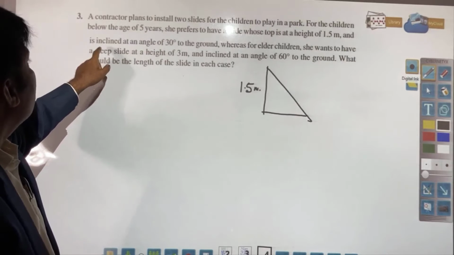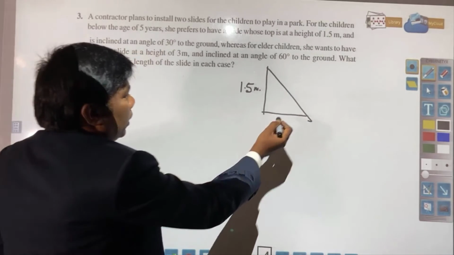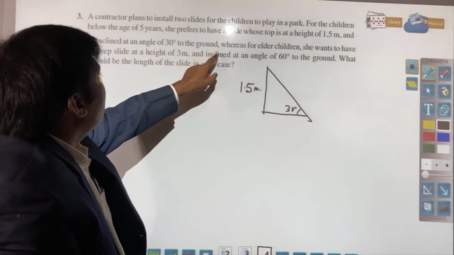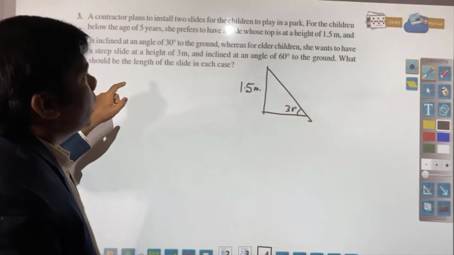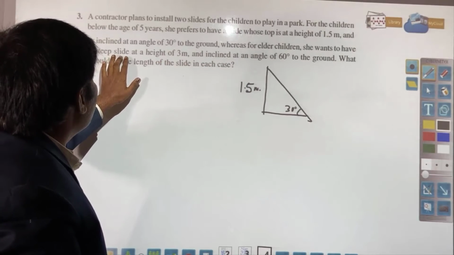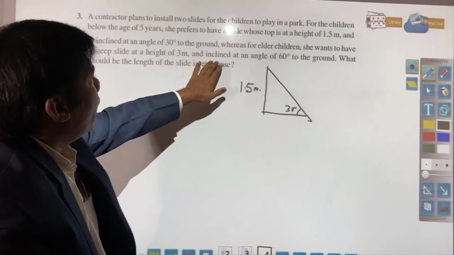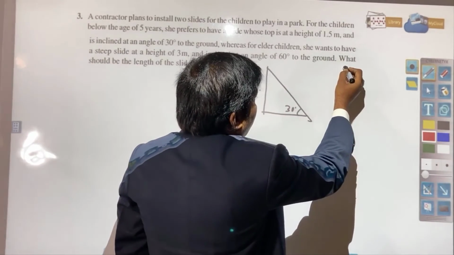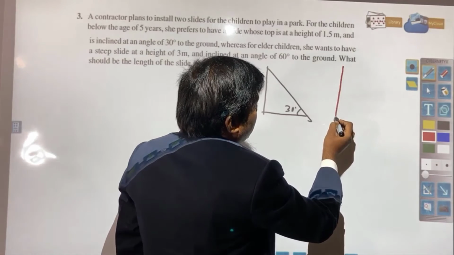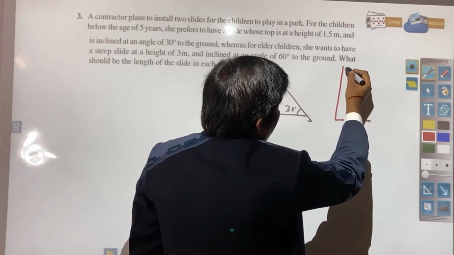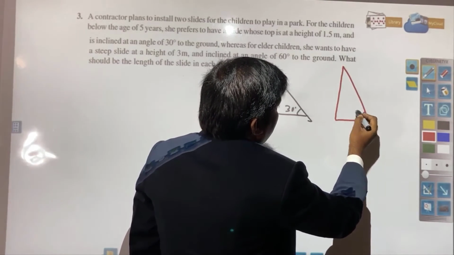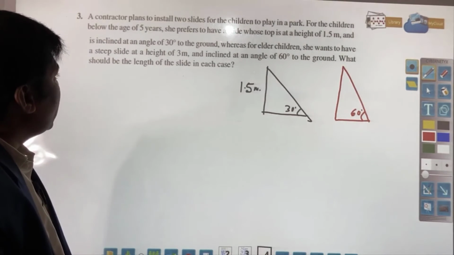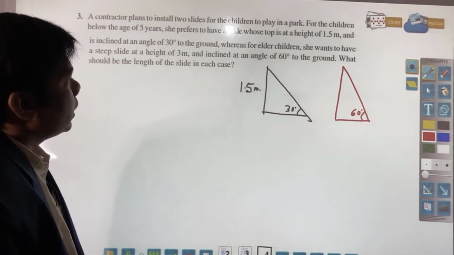And is inclined at an angle of 30 degrees. Whereas for elder children, she wants to have a steep slide at a height of 3 meters and inclined at an angle of 60 degrees. Another slide we have, but that is a bit steep, and that's why this angle is 60 degrees to the ground. What should be the height of the slide in each case?